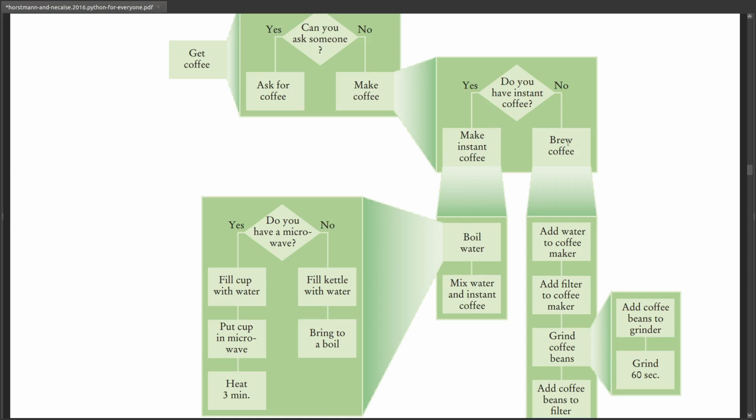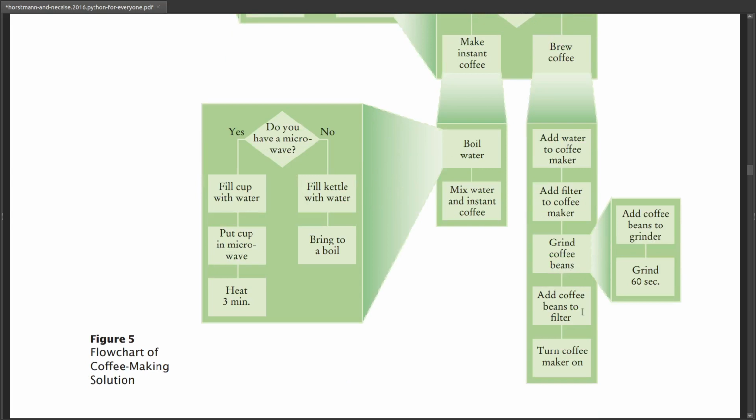If we don't have instant coffee, then we have to brew coffee. So we need to add water to coffee maker, add filter to coffee maker, and grind coffee beans, add coffee beans to filter, and then turn coffee maker on, and then wait for it to drip down, and so on. Well, grinding coffee beans would have to be refined again, because we would have to add the coffee beans to the grinder and then turn the grinder on for 60 seconds to be able to do the grinding of the coffee. So this is the refinement.